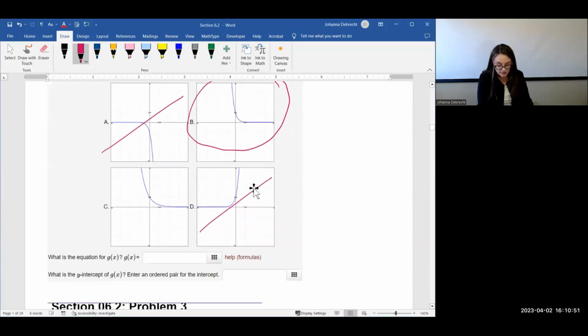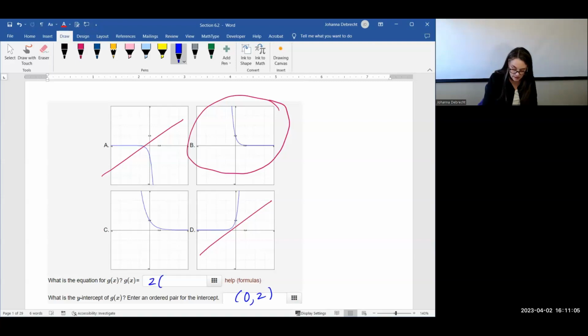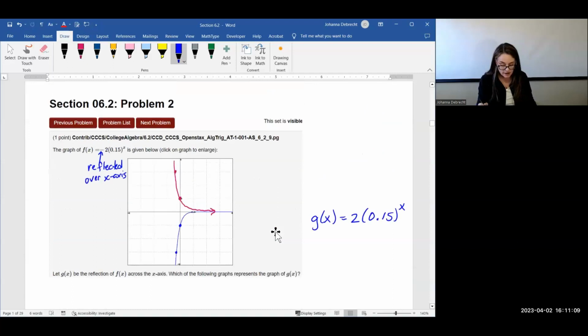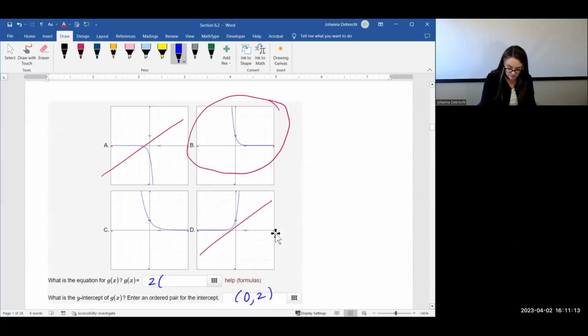Now we've already given the equation for g, and it's asking for the y-intercept, which we said was (0, 2). The equation was 2 times... is it 0.015 or 0.15? 0.15. Let's move on to the next problem.